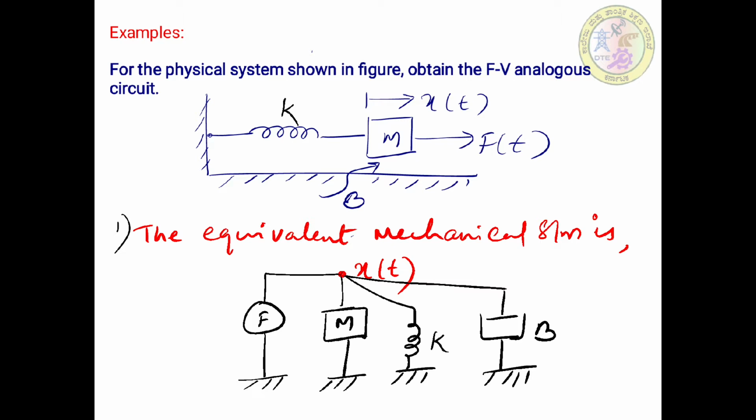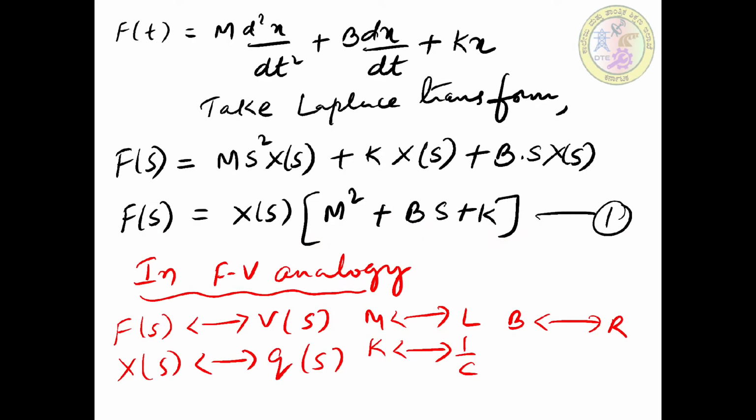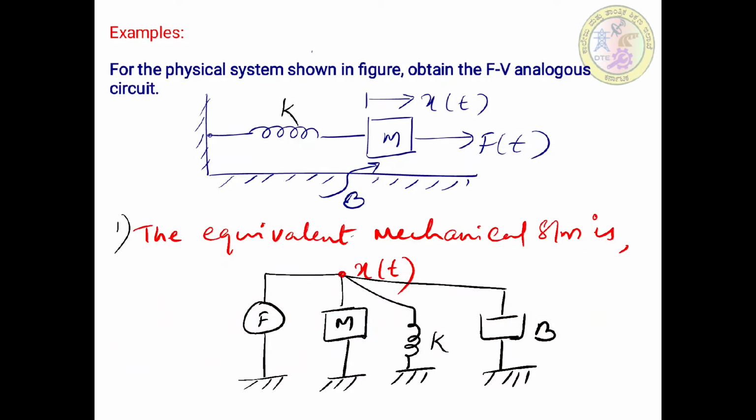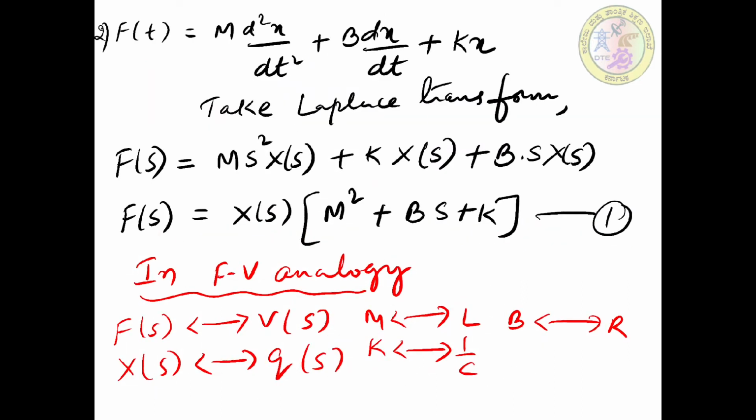So after obtaining the equivalent mechanical system, the next step will be to write the differential equation at the node. As we have only one node, there will be only one differential equation. At this node we have the mass, the spring, as well as the friction element, and therefore we can write that the applied force F of t is equal to m into d square x by dt square, this is for the mass element, plus b into dx by dt for the friction element, plus k into x for the spring element.